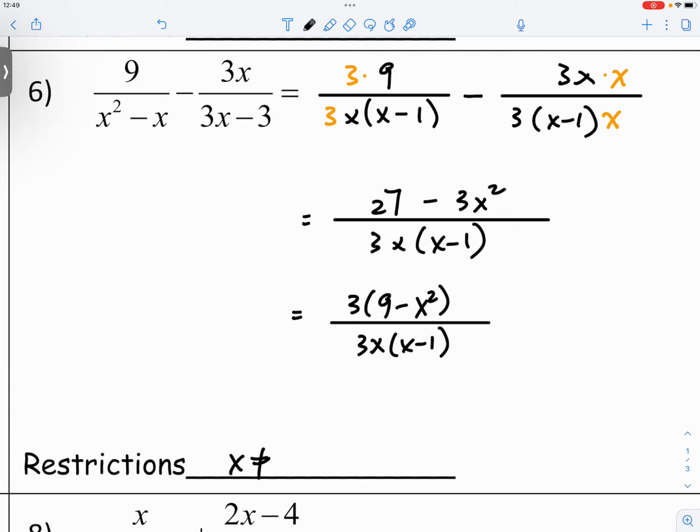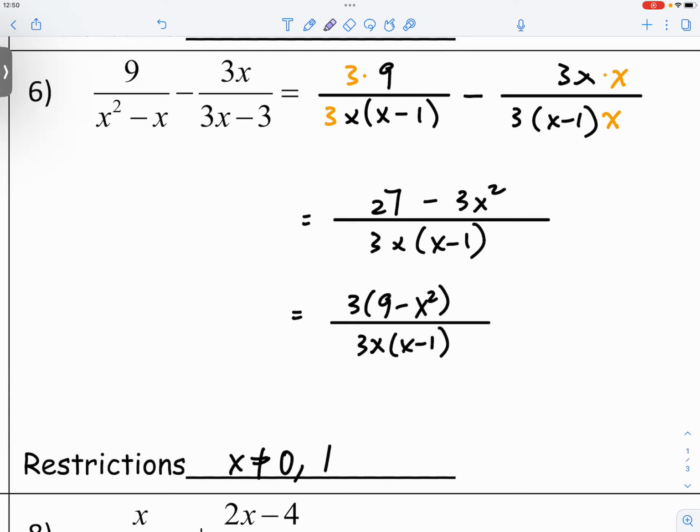So x cannot equal 0, and x cannot equal 1. Now, some of you might be tempted to say something related to 3. Well, understand that the 3 is being multiplied. So x could be 3, x could be negative 3. That is not going to make the denominator 0, okay?